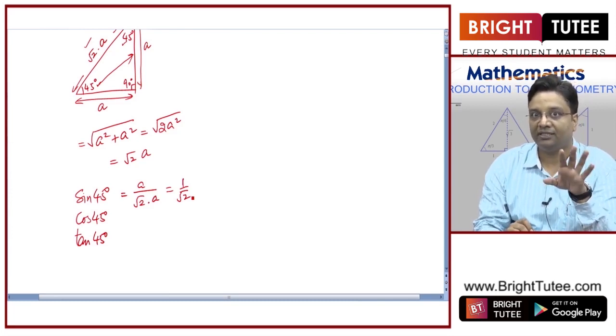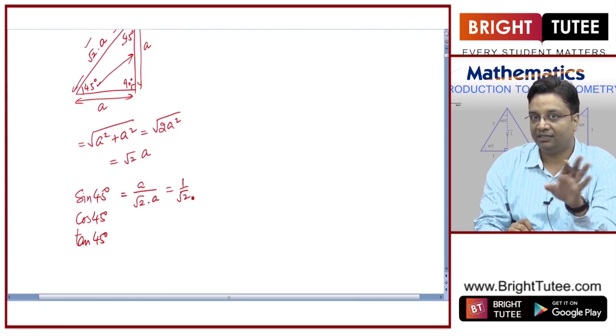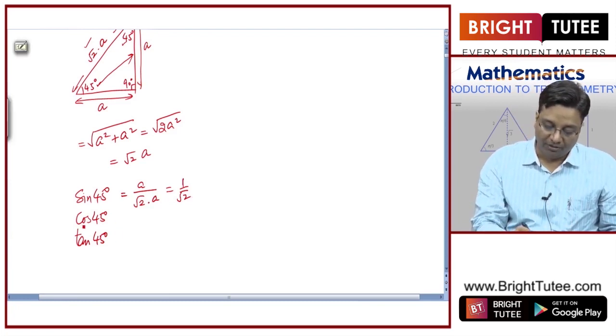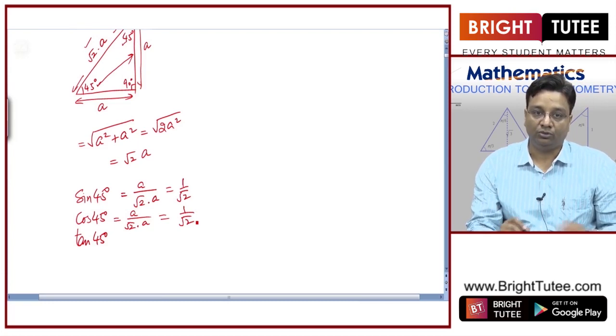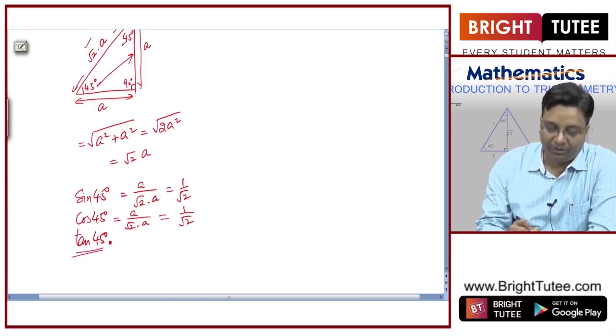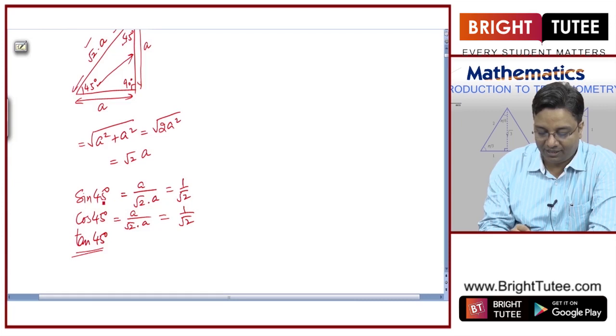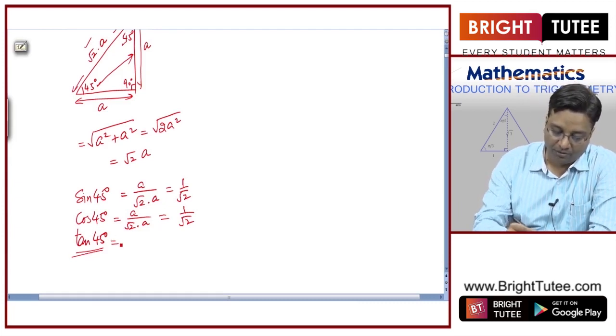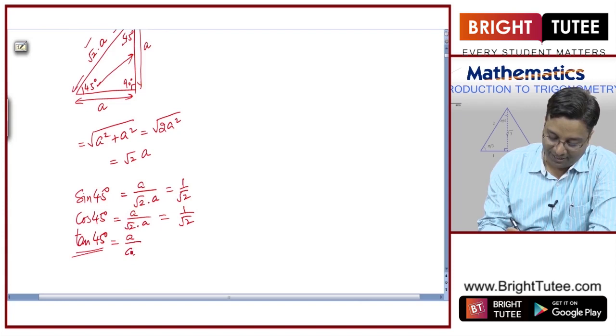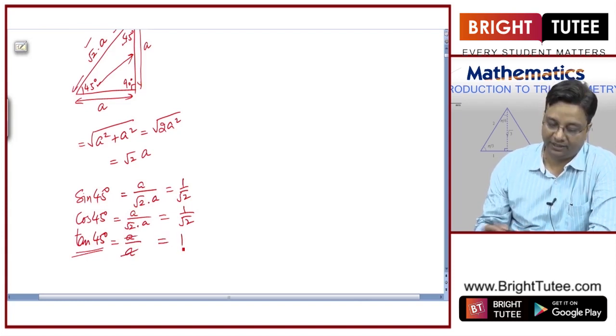We are talking about angles in degrees. Sin 45 degrees is equal to 1 by root 2. So, what will be cos of 45 degrees? Cos is adjacent by hypotenuse. So, the adjacent side is also A, and hypotenuse is still root 2A. So, it will also be equal to 1 by root 2. Tan of 45 you can obtain by two methods. One, you can divide sin 45 by cos 45 degrees. So, it will be 1 by root 2 divided by 1 by root 2, which is equal to 1. Otherwise, you can say opposite by adjacent, which is equal to A by A, hence you will get 1, right?